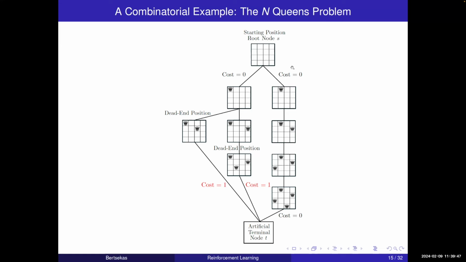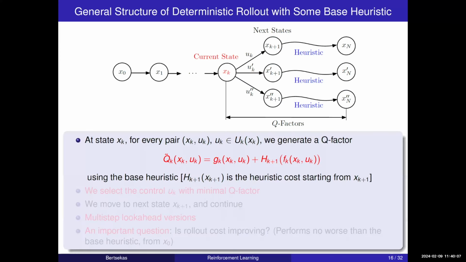I'll say a couple things about N queens. It turns out it's actually trivial to find one N queens assignment, but finding the number of N queens assignments given an n by n chessboard is not trivial. Okay, so that's one example.